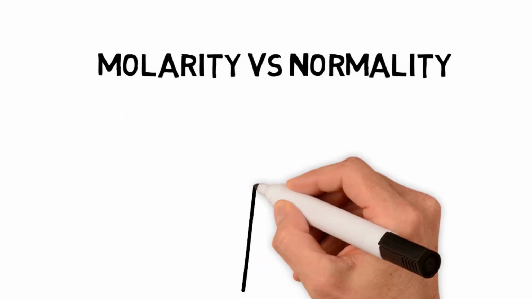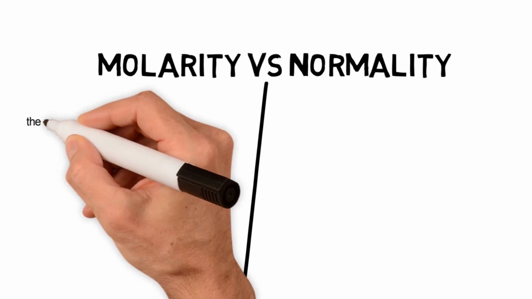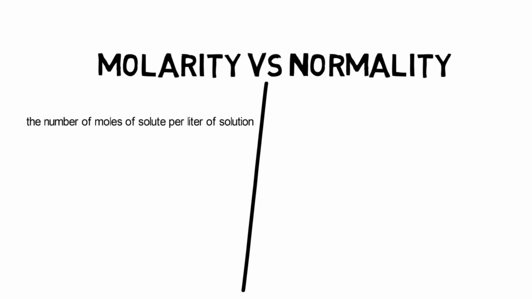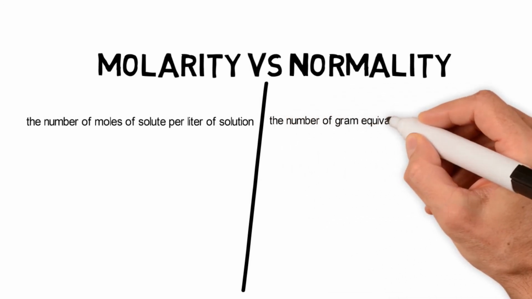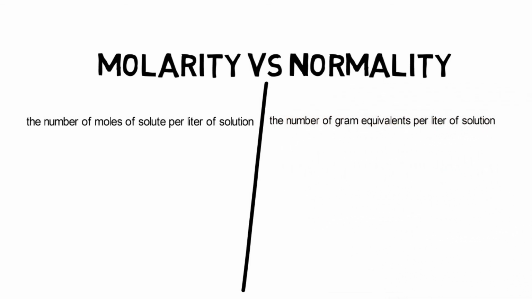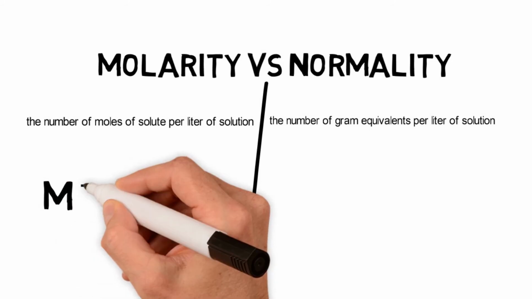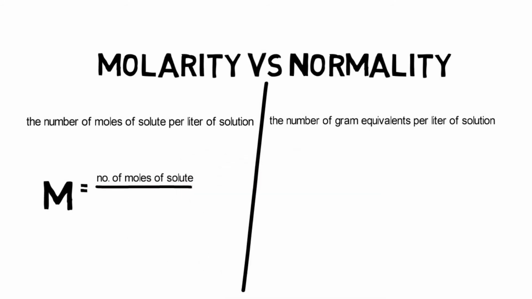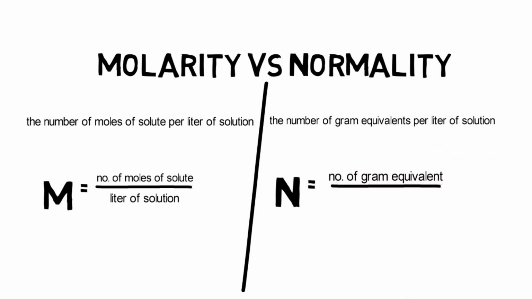Now, since we mentioned the terms concentration and normality, let's look at some basic terms considered for measuring concentration, which is molarity and normality. To differentiate between them, molarity is defined as number of moles of substance dissolved in a liter of its solution, whereas the number of gram equivalents of substance dissolved in 1 liter of its solution is called normality. Both are the units of concentration.